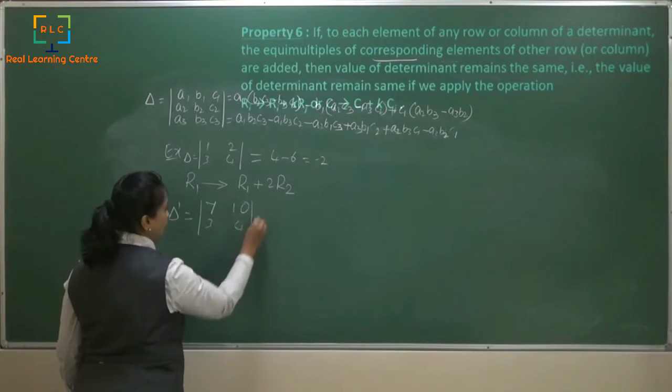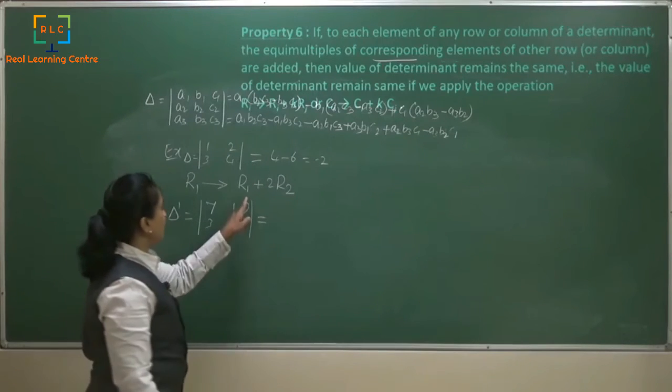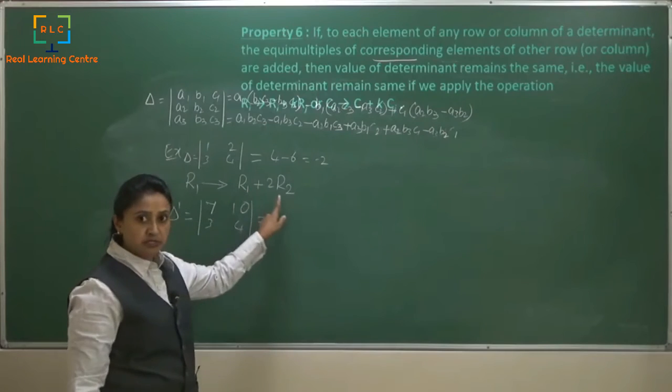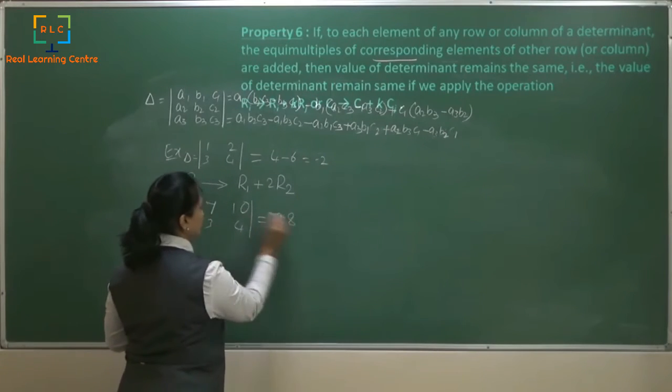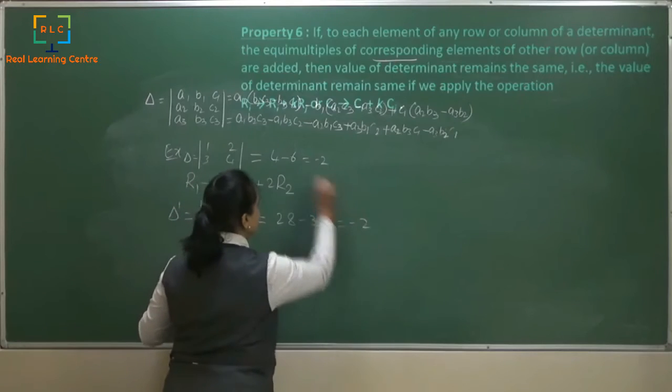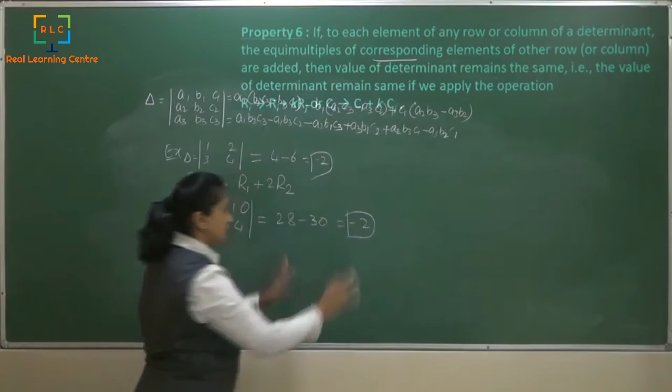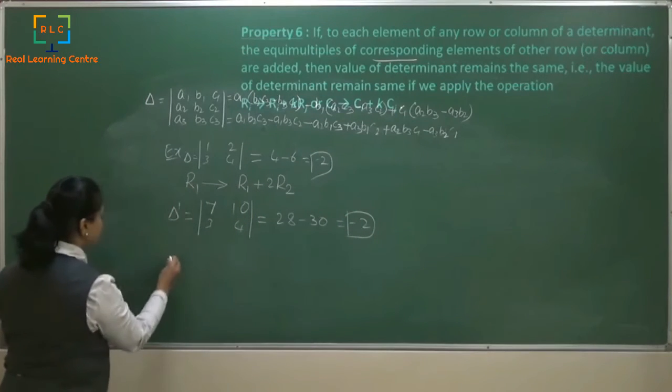3, 4. I will expand the determinant. I have done R1, I have added it with 2 times R2. So let me see, 7 4s are 28, minus 3 10s are 30. See, still it remains to be the same. I will do another transformation here only.